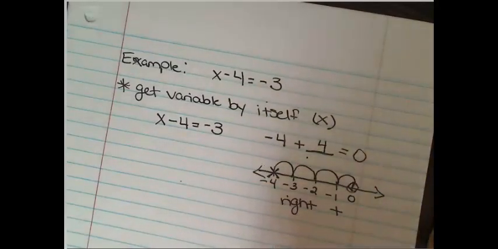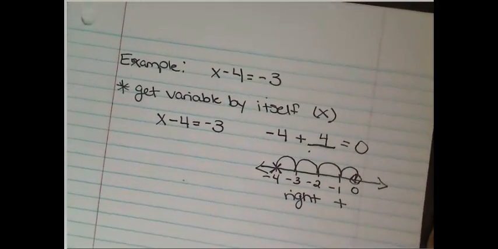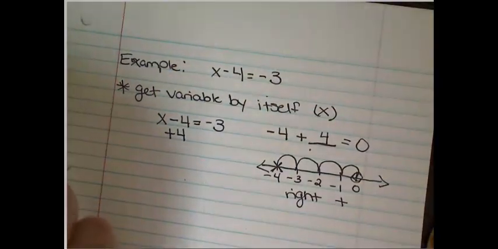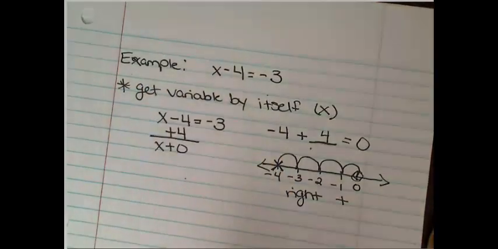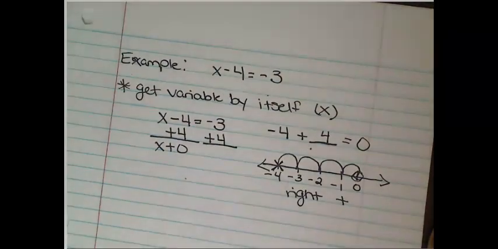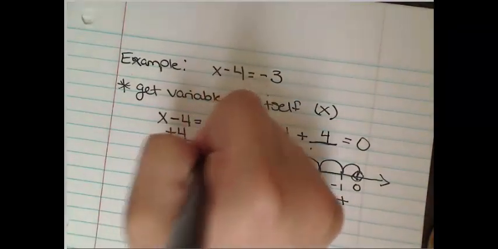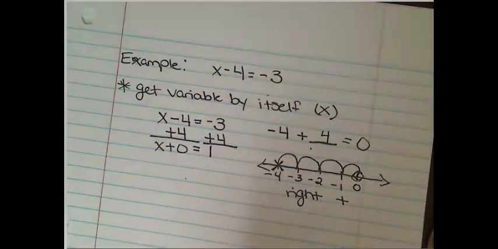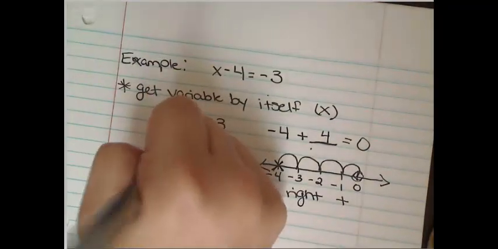So what does that mean? That means we need to add 4 to our left-hand side to get that negative 4 to go away, because that'll give us 0. That'll be x plus 0. But if we do something to the left, we have to do it to the right. So if we add 4 to the left side, we have to add 4 to the right side. Put down our equal sign. Negative 3 plus 4 will be a positive 1. So we get x equals 1. And that is our final answer.